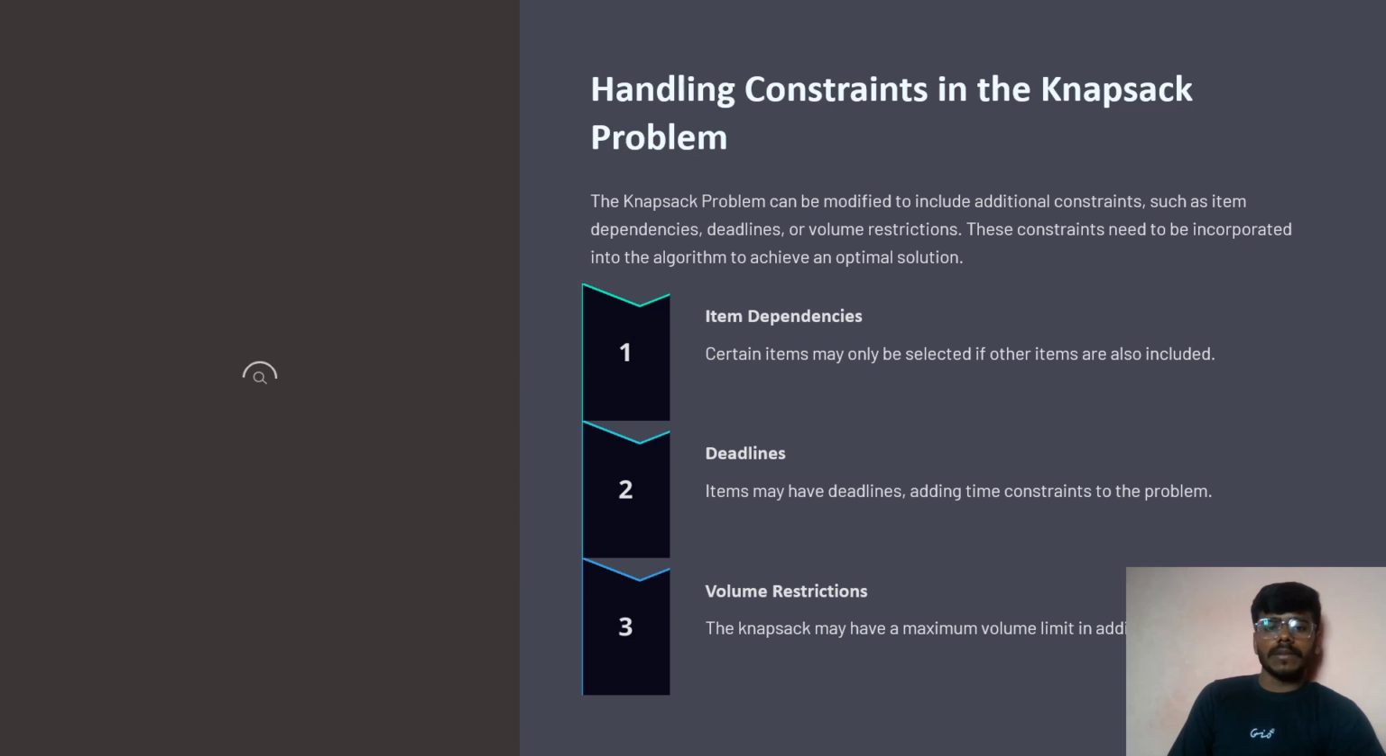Handling constraints in the knapsack problem. The knapsack problem can be modified to include additional constraints such as item dependencies, deadlines, and volume restrictions. These constraints need to be incorporated into the algorithms to achieve an optimal solution. First one, item dependencies: certain items may only be selected if other items are also included. Deadlines: items may have deadlines, adding time constraints to the problem. Volume restrictions: the knapsack may have a maximum volume limit.